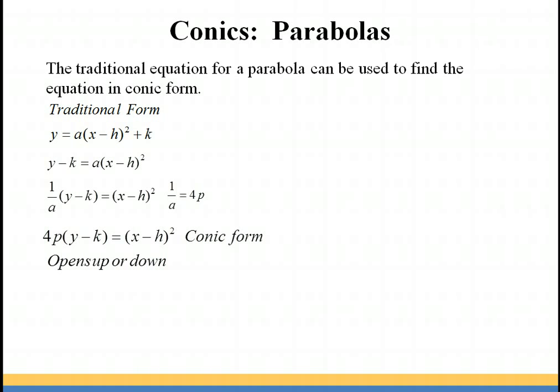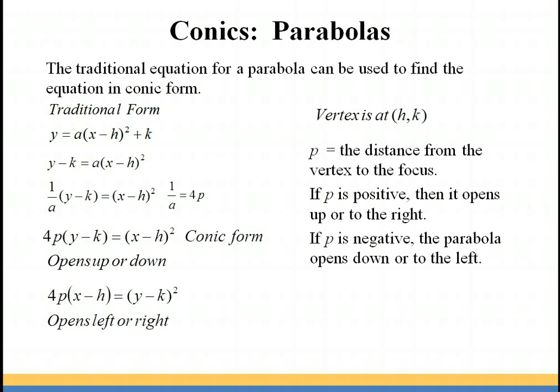Now remember the original equation that we started with: if a is positive, it would open up, and if a is negative, it would open down. So this new conic form of the equation also represents a parabola that opens up or down. If we wanted a parabola that opens to the left or to the right, all we have to do is switch the positions of x and y. Okay, so your vertex is at (h, k), p is the distance from the vertex to the focus, and p is positive if it opens up or to the right.